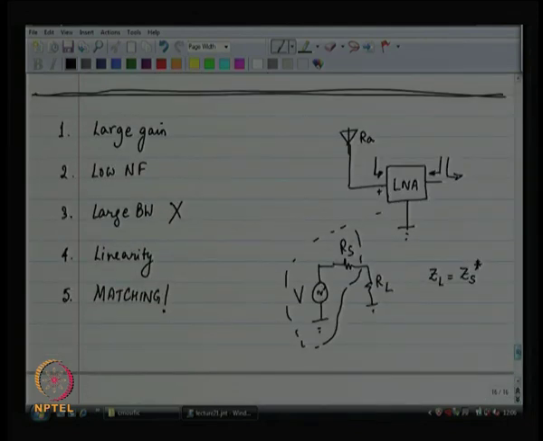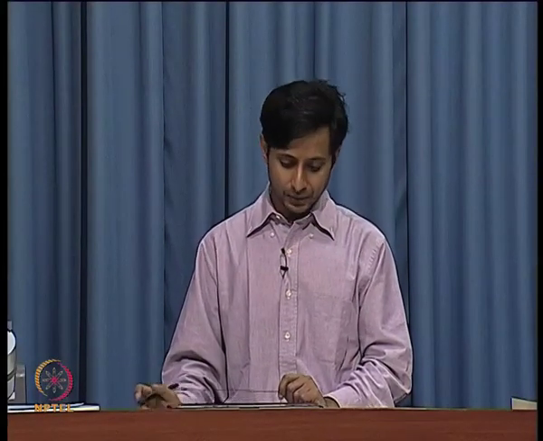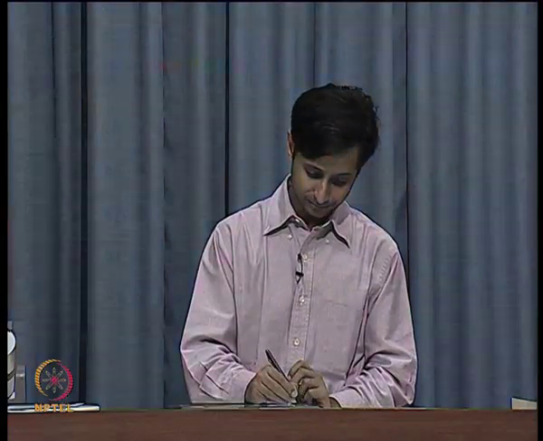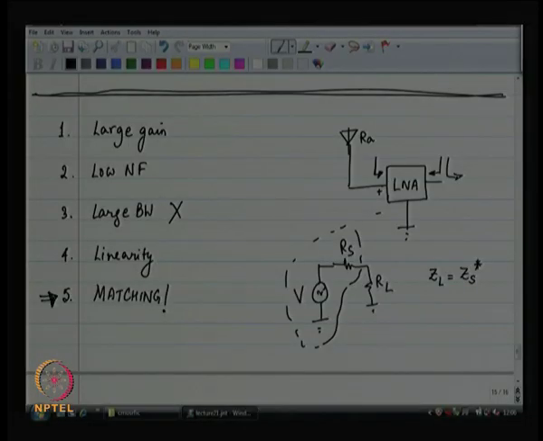All right. So, we unfortunately are going to start with matching. All right, we are not going to go by the serial number when we discuss the low noise amplifier. Okay. We are going to start with matching.